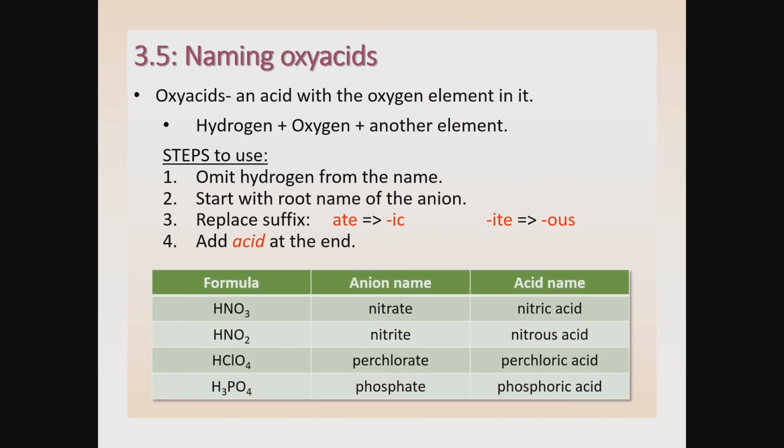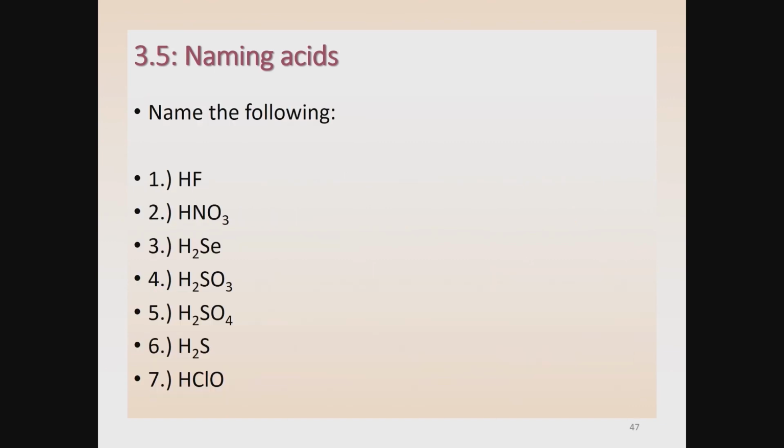There are some examples here, but I think the best thing is to go over these examples I now have on the screen. How do we know that these are all acids? The way we know is that the first letter is H. That's hydrogen, so it's an acid. Now you have to figure out whether it's a binary acid or an oxyacid and apply the appropriate rules.